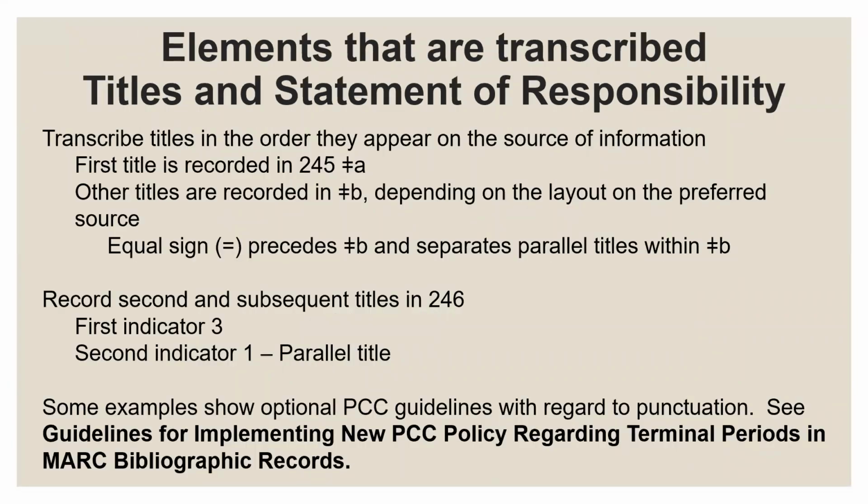Okay, just as in items cataloged in English, the titles are transcribed in the language and in the order in which they appear on the preferred source. For items that have two or more languages, the second title will be in subfield B, which is preceded by an equal sign. All subsequent titles will follow in order within subfield B using space, equal sign, space between the titles based on the layout of the preferred source.